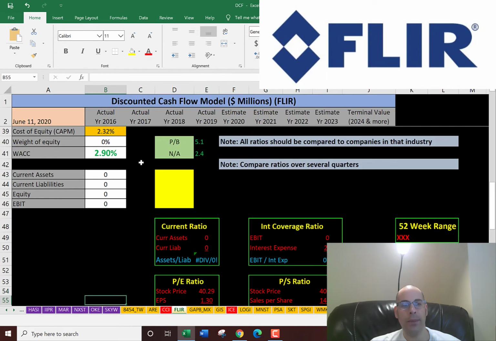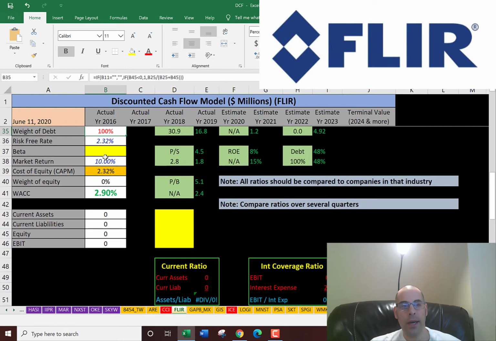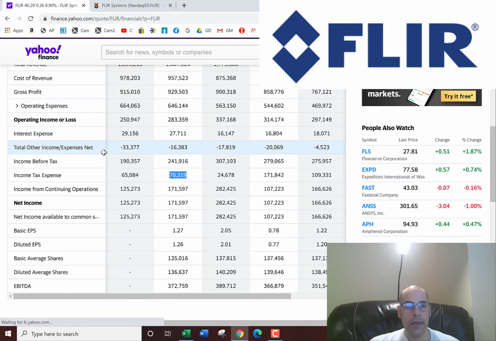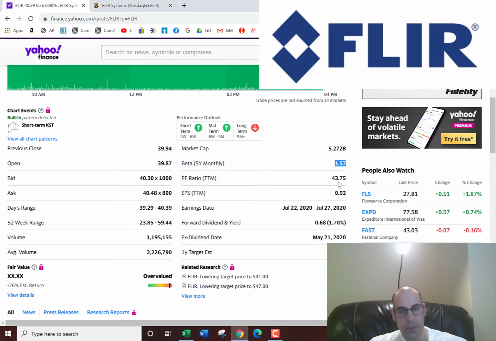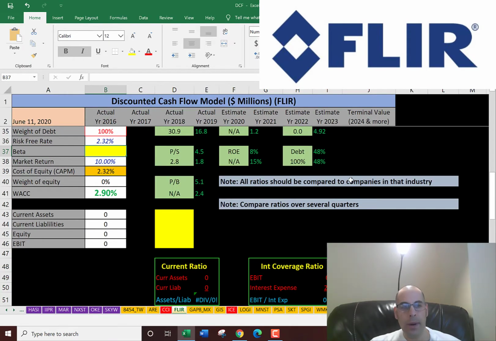To get the cost of equity, we need the beta. The beta is how much the stock moves relative to the market. So it's how volatile the stock is. They have a beta of 1.57, so the stock moves about 1.5 times the market.